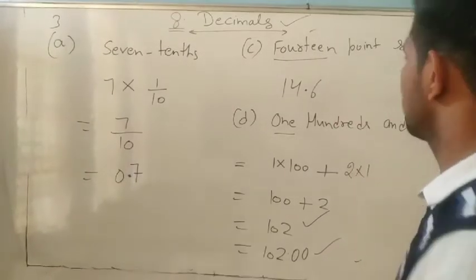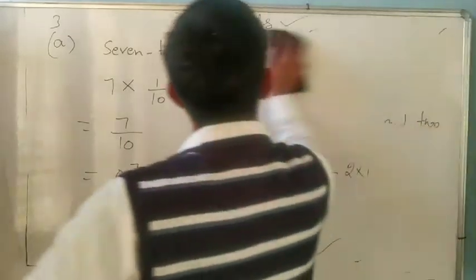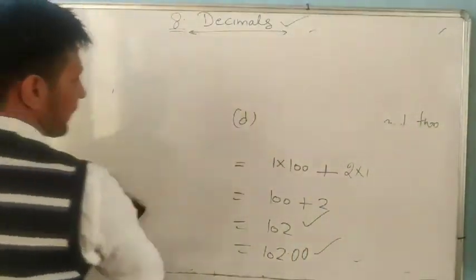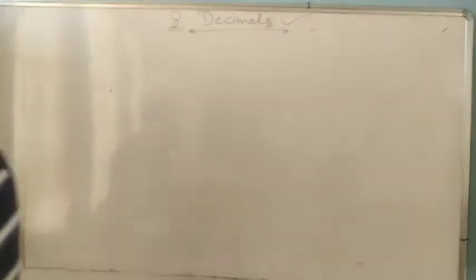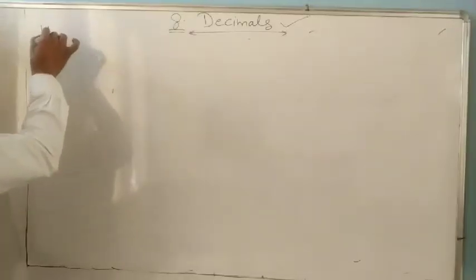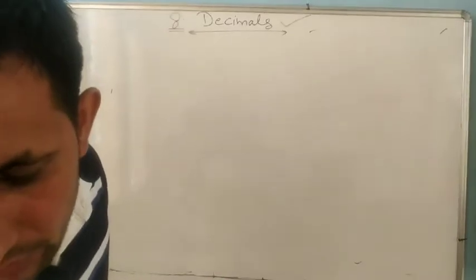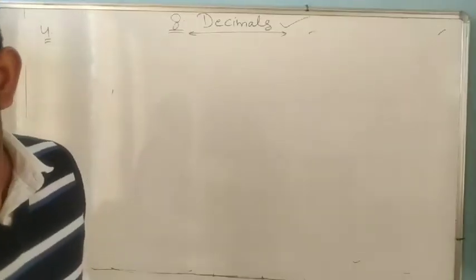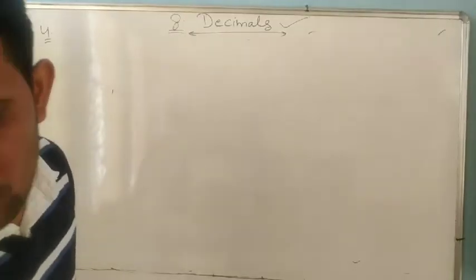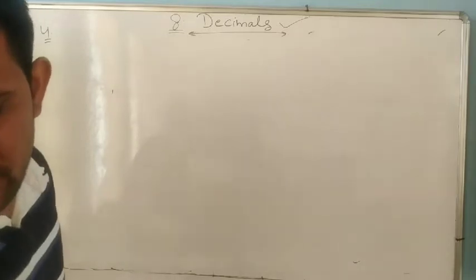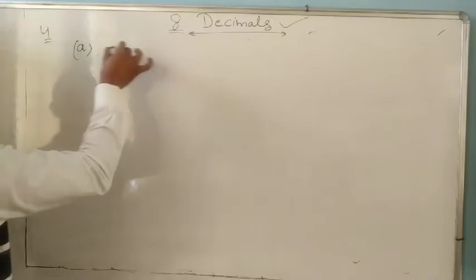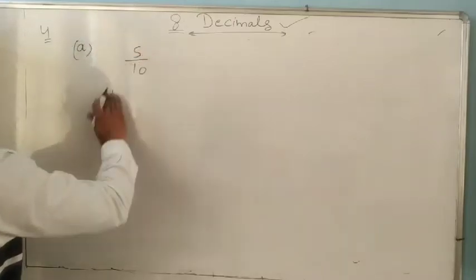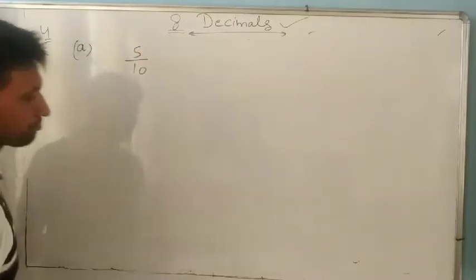The next is question number 4. Now we will do question number 4, okay? Question number 4: write each of the following as decimals. So first is A part, we will write 5 upon 10.